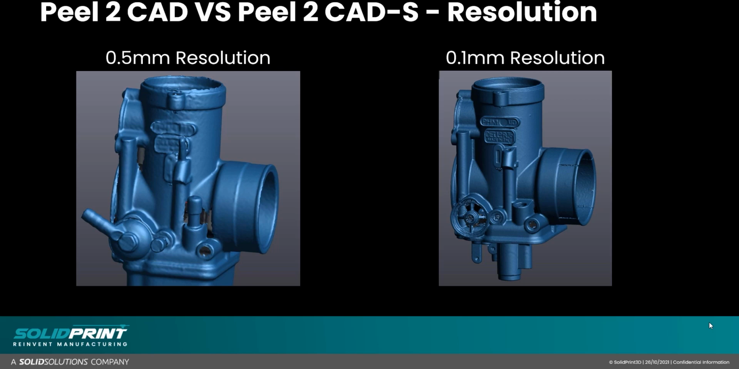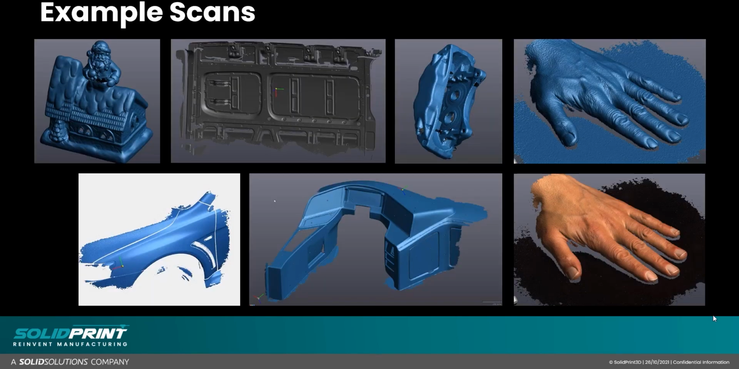It's important to select the right scanner for the job. If I was going to be scanning an entire car, it'd be a lot quicker to scan with a Peel 3 CAD because it's got a much larger field of view. If I'm just mainly going to be scanning smaller objects, then the detail I can pick up with a Peel 3 CAD-S makes it much more suitable.